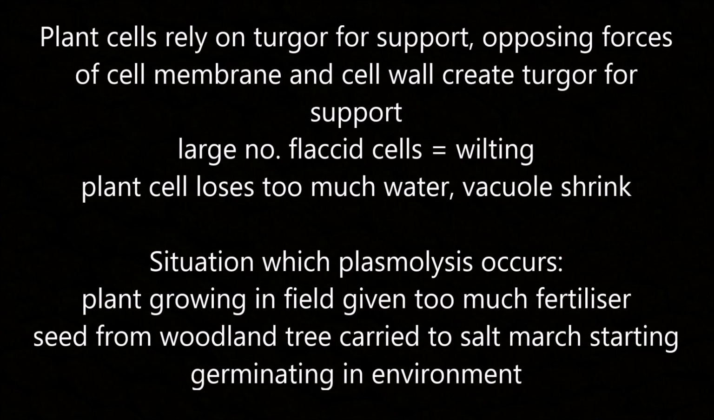A situation in which plasmolysis will occur is when the plant is growing in a field given too much fertilizer, or when a seed from a woodland tree is carried to a salt marsh and starts germinating in that environment.